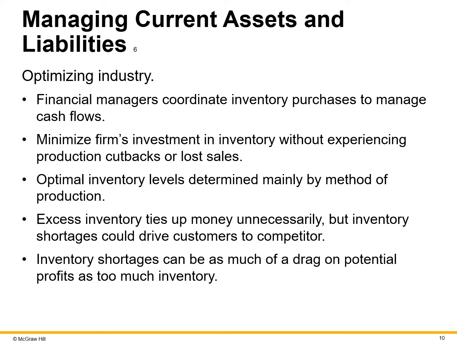The object is to minimize the firm's investment in inventory without experiencing production cutbacks as a result of critical materials shortfalls or lost sales due to insufficient finished goods inventories. Optimal inventory levels are determined in part by the method of production. RFID tags are becoming a popular way for companies to manage their inventory. Because customers may switch to competitors when needs are not met, inventory shortages can be as much of a drag on potential profits as too much inventory.